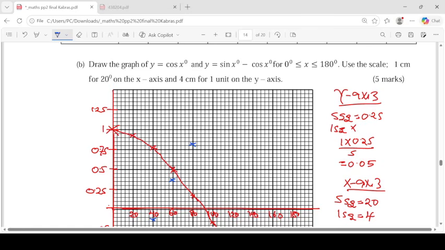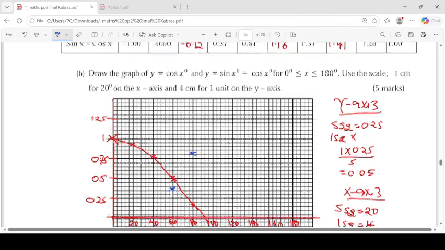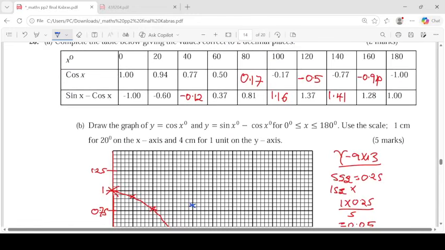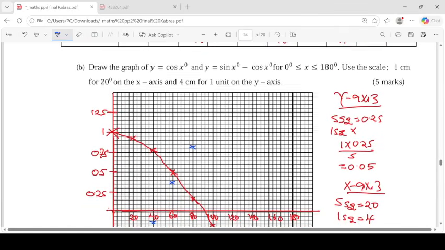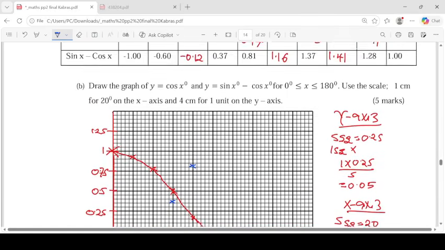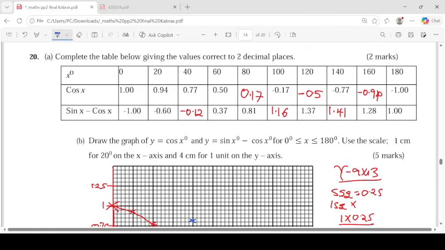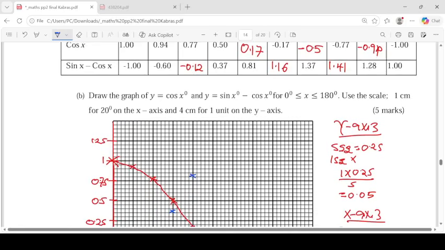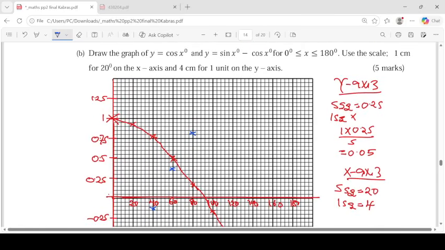Wait, the other one was at 60. Let me recheck that at 60. It was 0.37. That was 7.4. Okay. At 100, I have 1.16. 1.16 divided by 0.05. That is 23.2 at 100. So 5, 10, 15, 20, 21, 22.